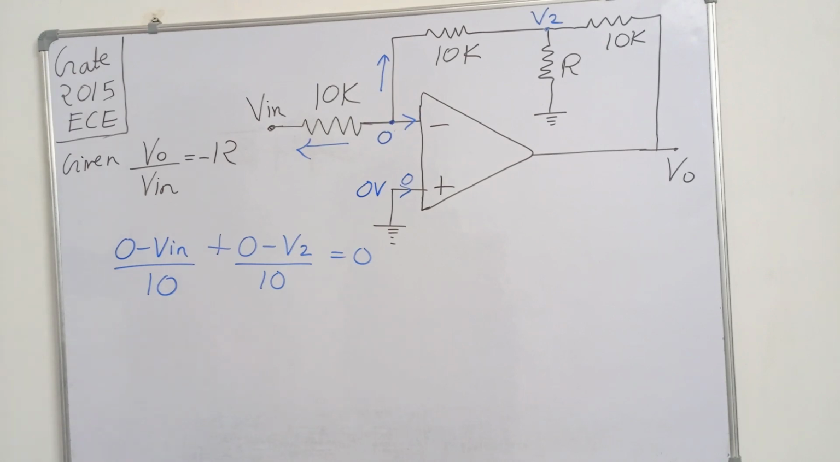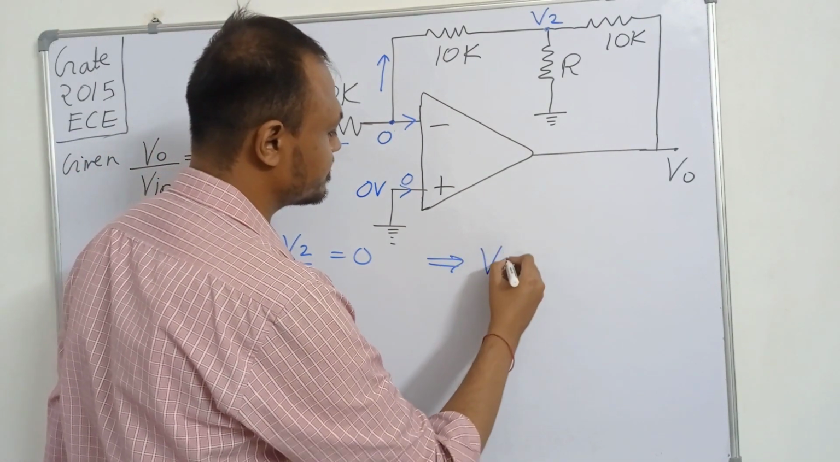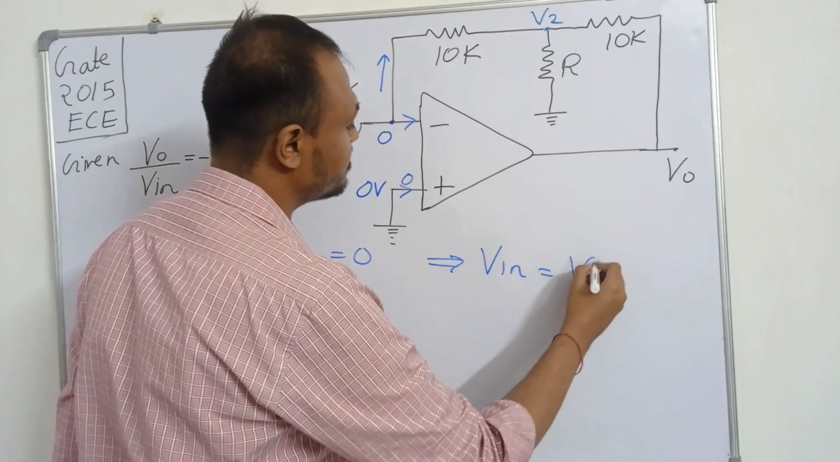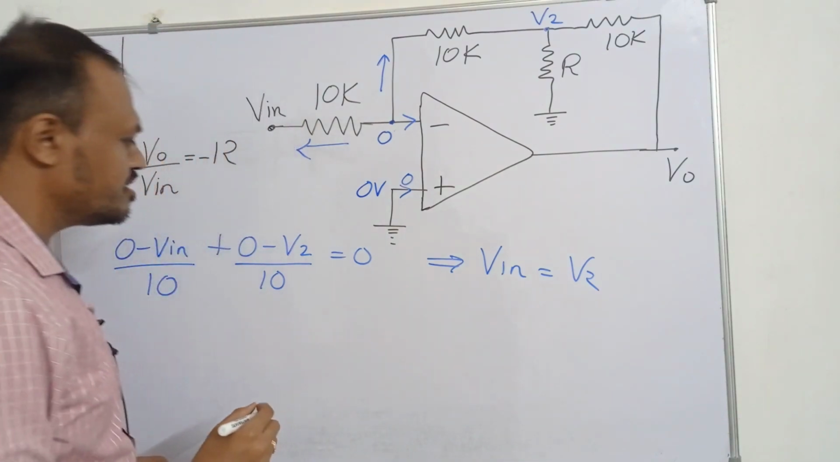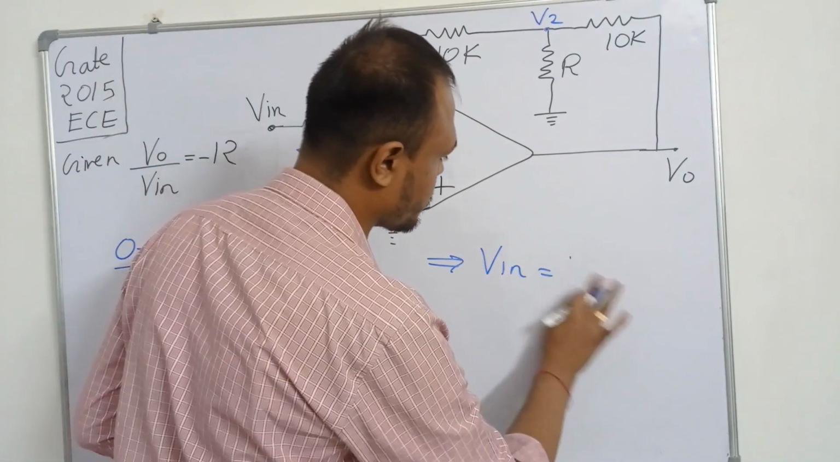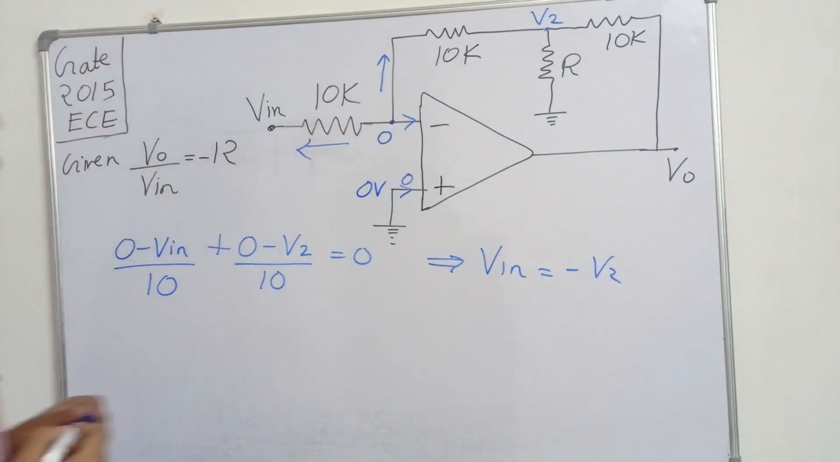So if we solve it, we will get Vin equal to V2, or Vin equal to minus of V2. Vin equal to minus of V2. This is the first equation. We have got Vin equal to minus of V2.